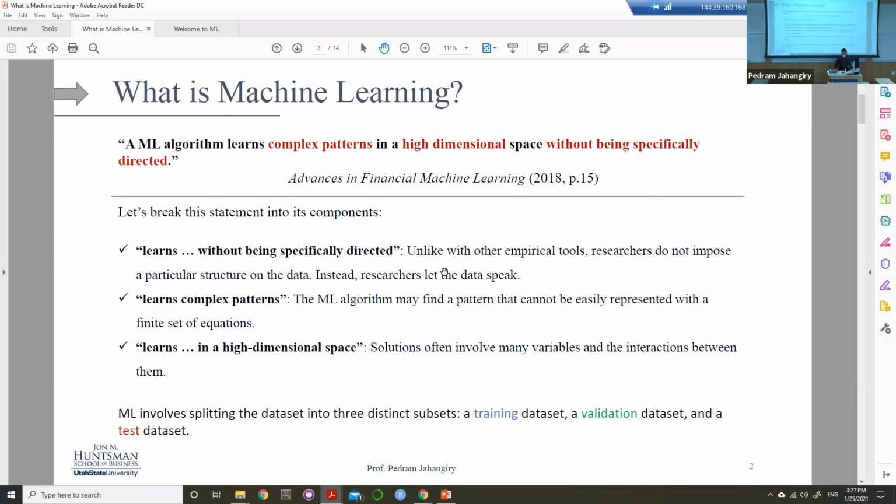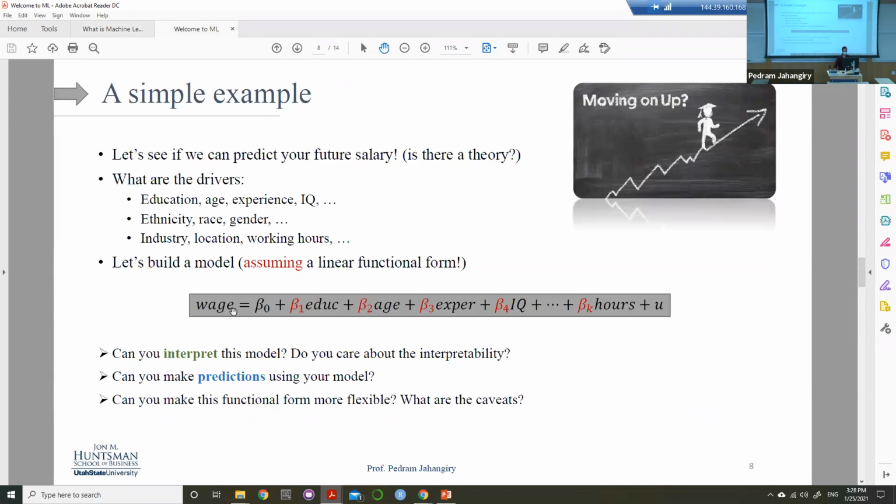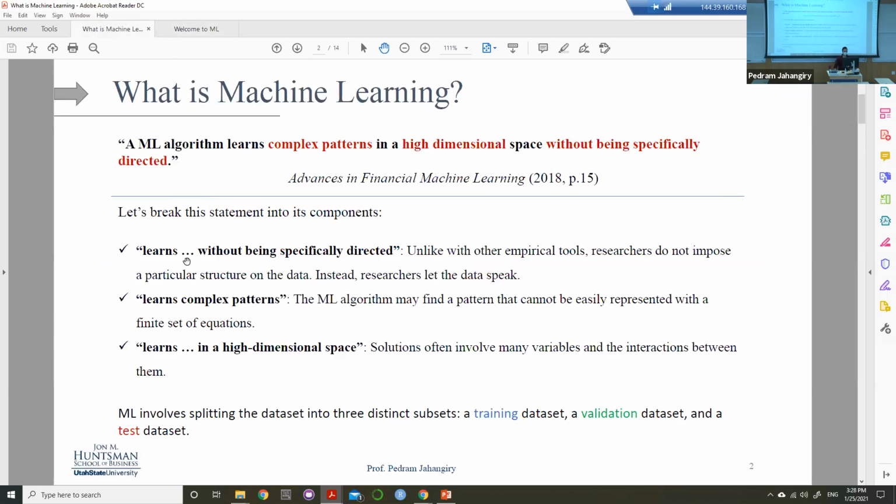So what does this mean? It means that, guys, remember, for example, in simple linear regression, we put a specific structure on the model. We say the model should be linear. Do you remember this one? See, this is imposing a specific structure on the model, on the data, right? Does everyone understand? So in machine learning, we say it learns without being specifically directed.